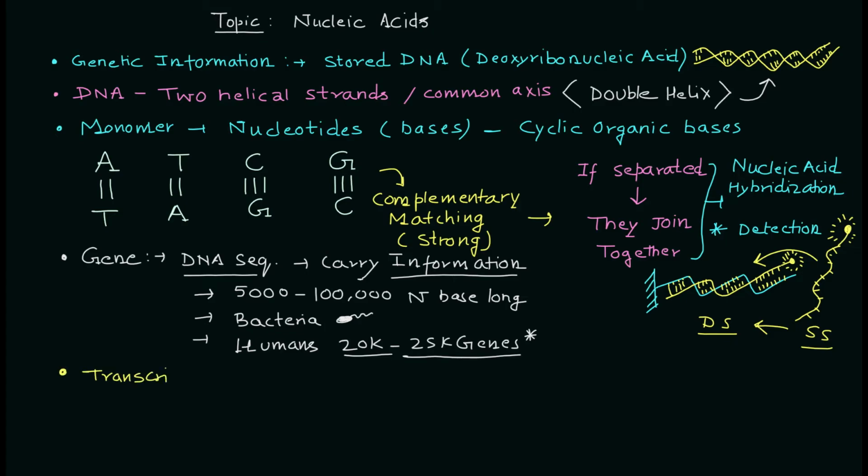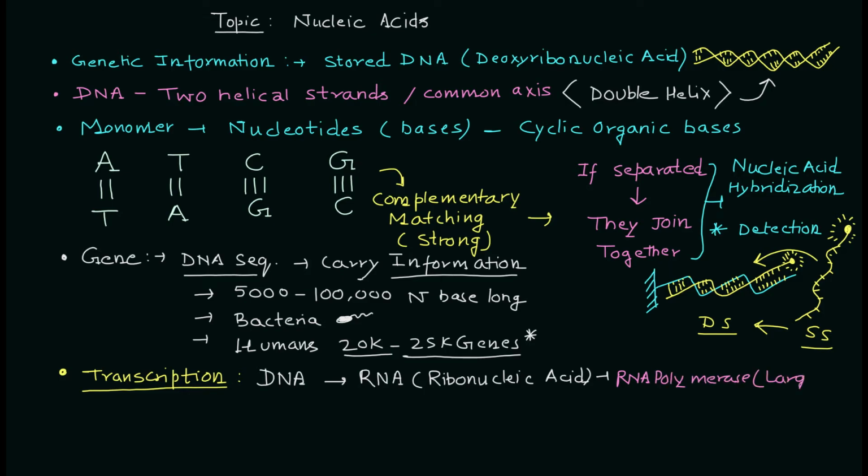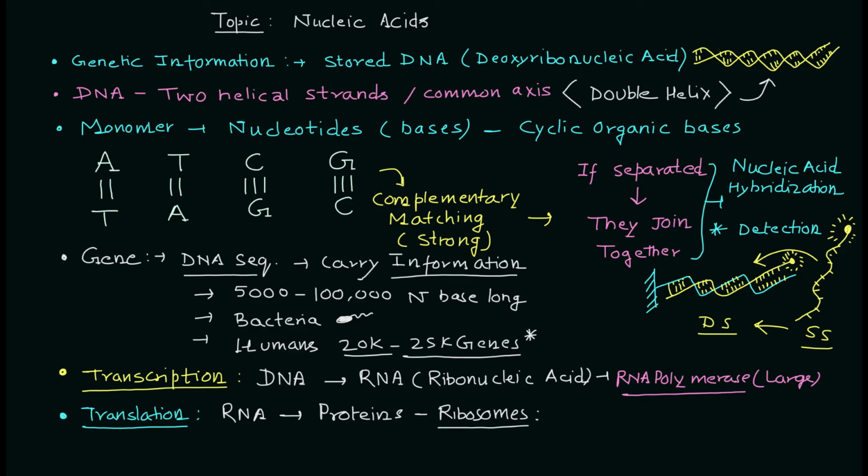What is transcription? Transcription is the conversion of the information stored in DNA to an RNA molecule. And what is RNA? RNA is ribonucleic acid, and it is constructed by RNA polymerase, which is a large enzyme. The next process is translation. Translation is the conversion of RNA to proteins, and in that case you have ribosomes, whose role is to read the universal genetic code which is present in the RNA, but was originally present in the DNA.